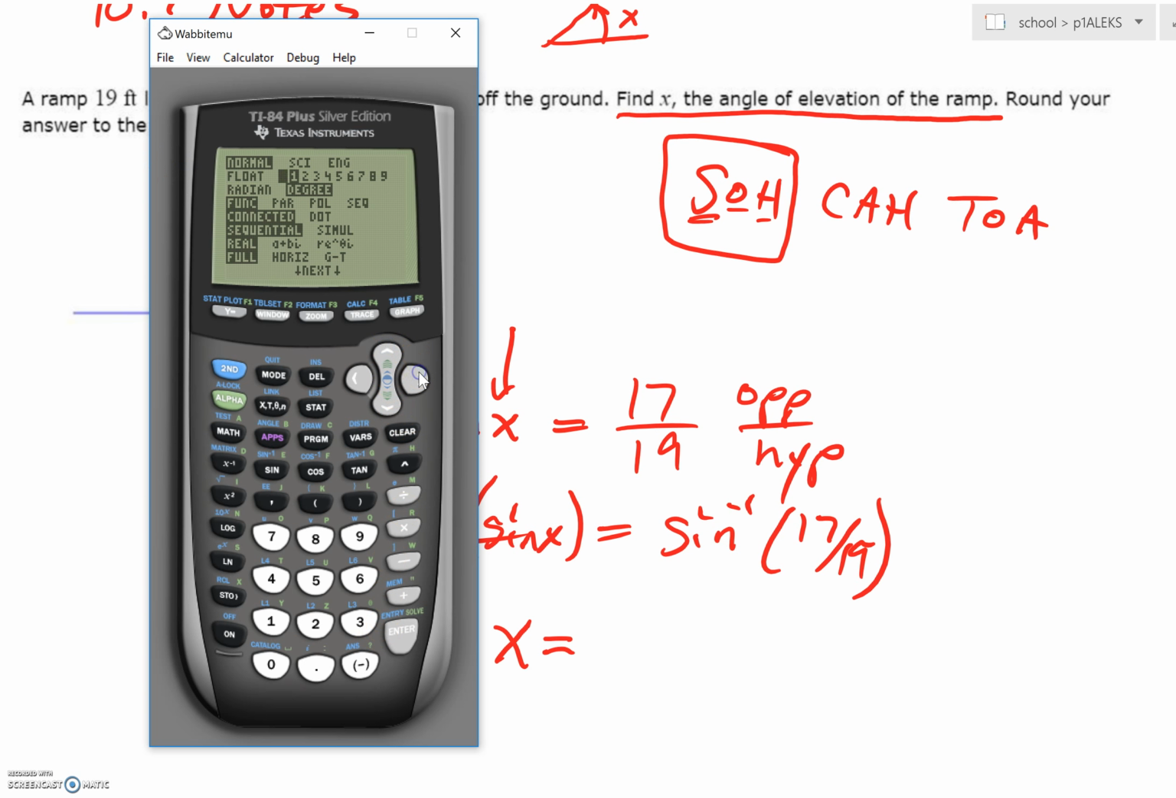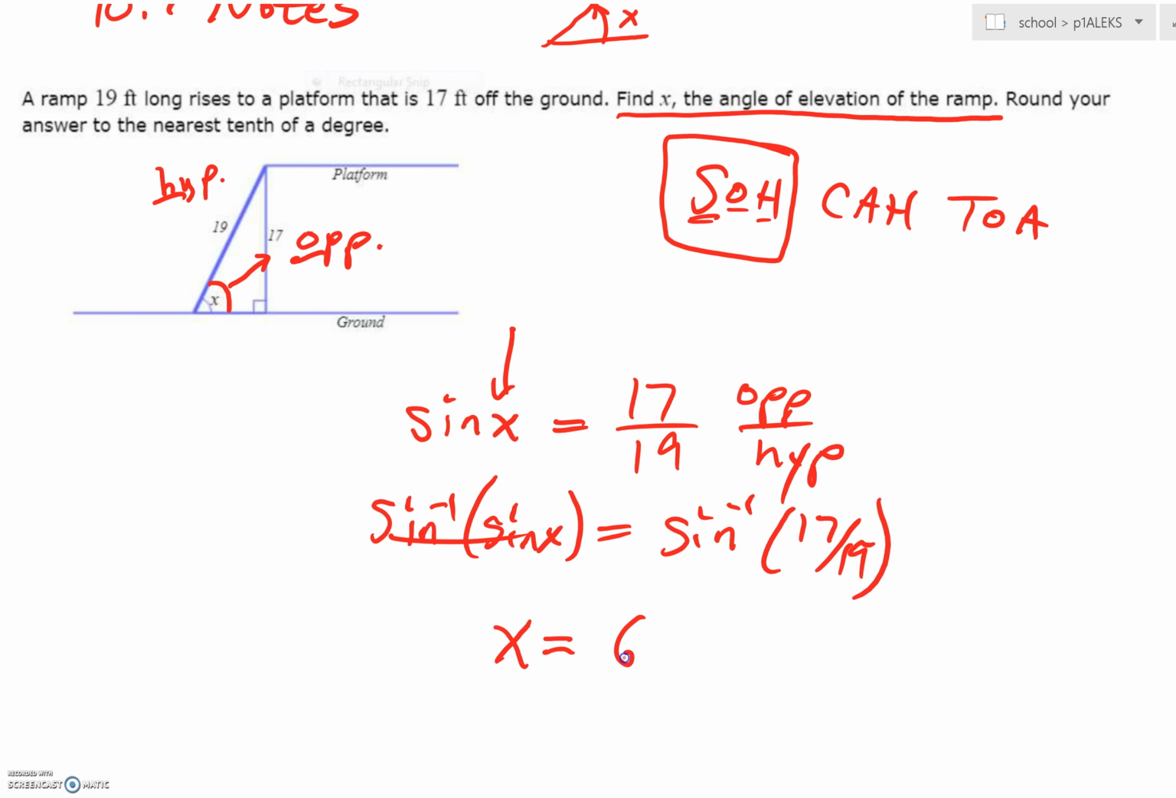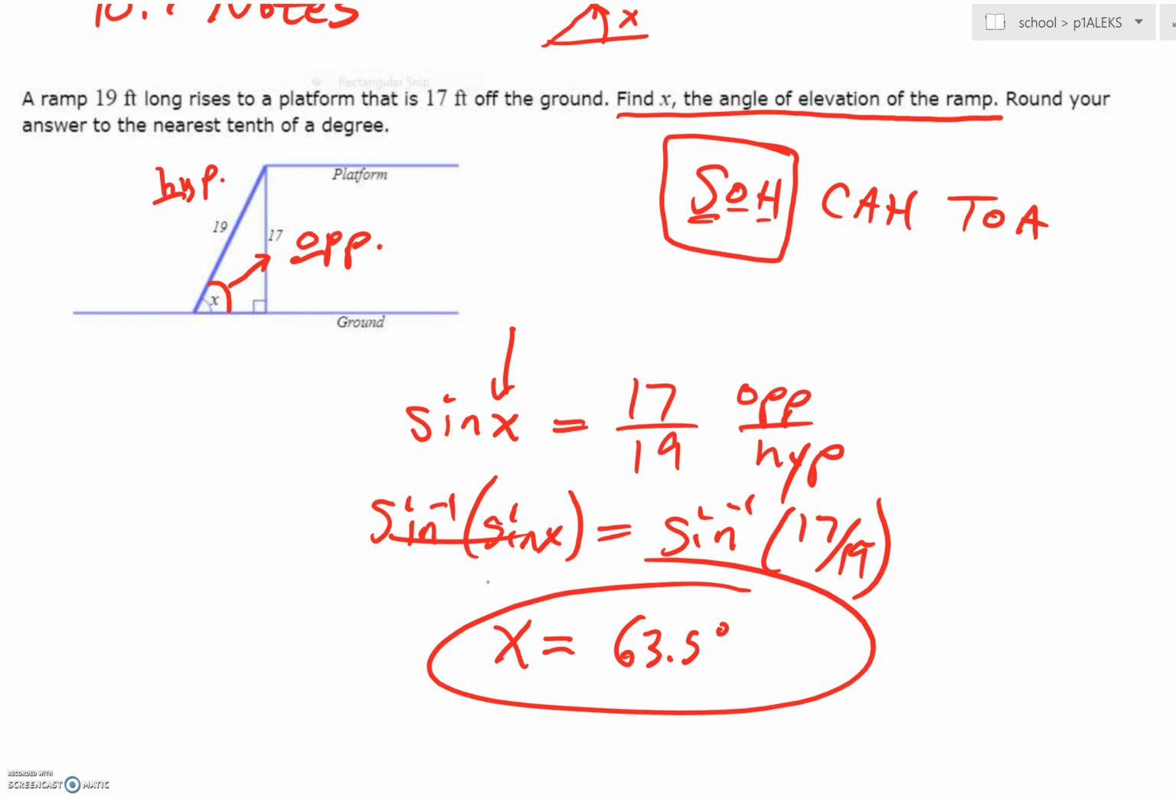We can also round to 1 decimal place. But at this point, hit second sine. Make that sine with the -1, inverse sine, show up. We'll go inverse sine of 17 over 19, and you should get 63.5 degrees. 63.5 degrees, and we're done. That's the angle of elevation. That's the angle that must be looked upwards to see the top of the object. We doing okay?